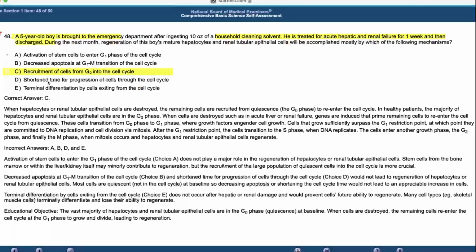So I understood the idea that we were just trying to regenerate cells, and that's what it was talking about.